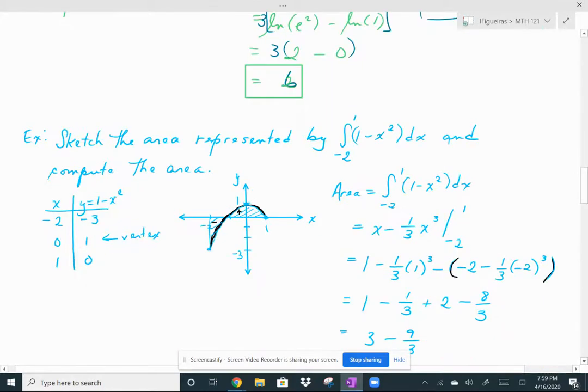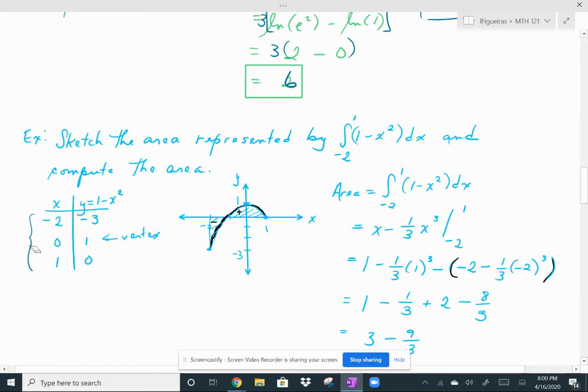We want to sketch the area represented by the integral from -2 to 1 of 1 minus x squared dx and compute the area. So we're going to give you a visual representation of what it is that we're computing. All right, so 1 minus x squared is a parabola, and you're going to want to know what that parabola looks like at my lower limit and my upper limit. So that's definitely 2 points you want to graph. And with parabolas, you certainly need to show the vertex. So the 3 points you should be graphing are (-2, -3), (0, 1), and (1, 0), which is what you see in the graph on the right.